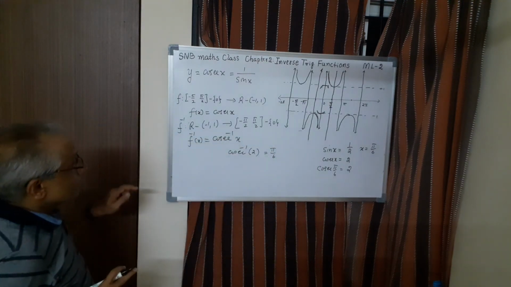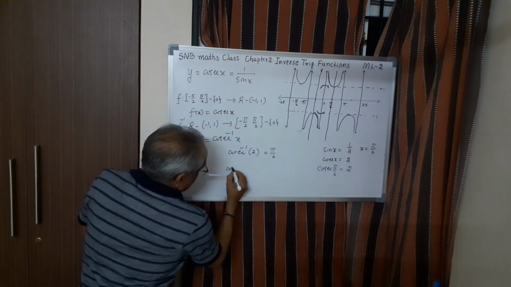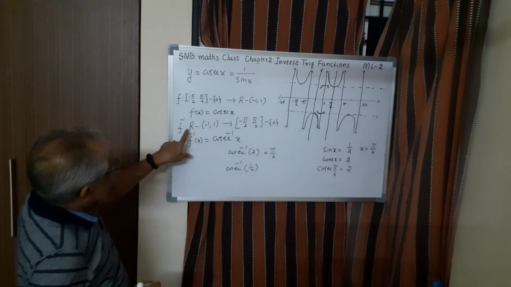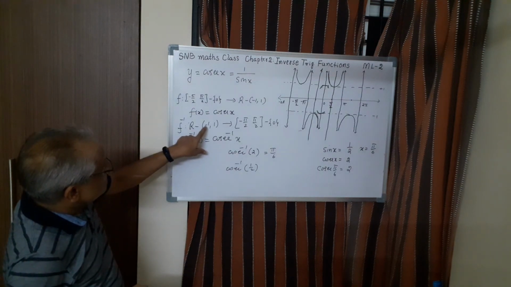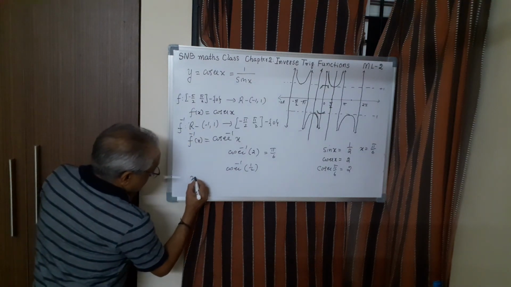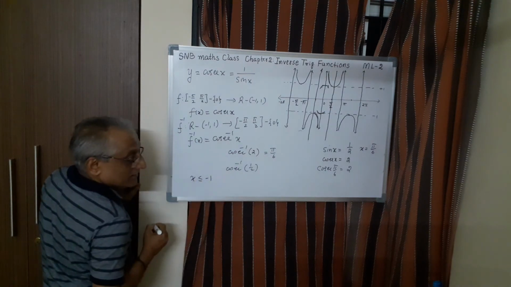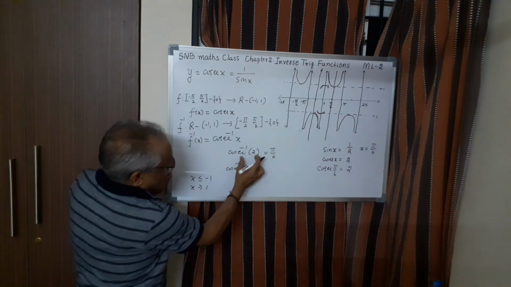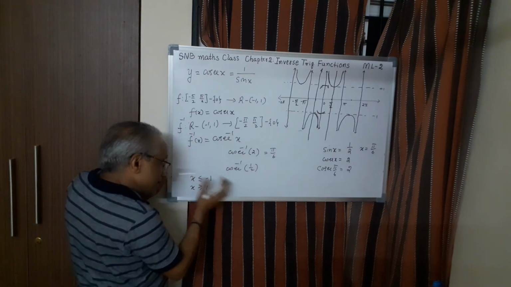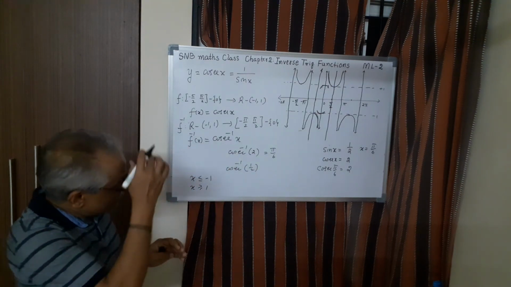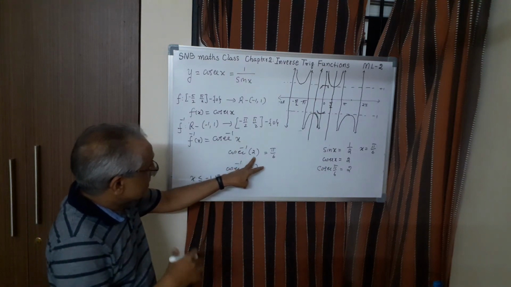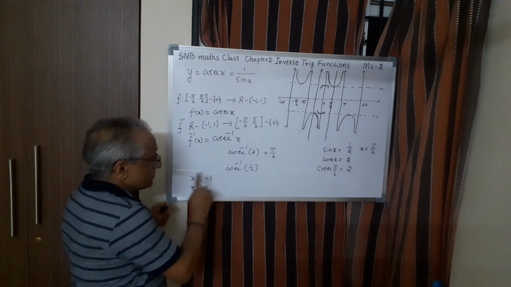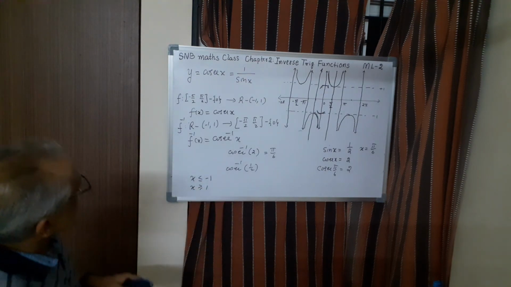But remember, there is no meaning if you say cosecant inverse, say, 1 by 2, because domain is R minus the interval minus 1 to 1, means either x should be less than minus 1 or x should be more than 1. Only values more than 1 you have to take here, or less than minus 1. That means the numerical value of this one should be always more than 1, plus or minus. So that is another understanding you should have for this particular function.